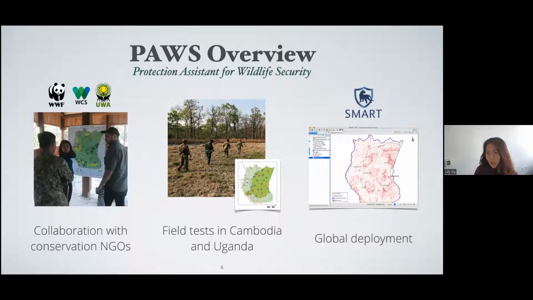The first is that we work very closely with conservation NGOs in order to design, develop, and implement the system. We've also evaluated our work through a series of field tests in Cambodia and Uganda, and we're currently working with Belize and other sites. And we're in the process of deploying this work globally through integration with existing protected area management software called SMART, which is widely used in conservation areas around the world.